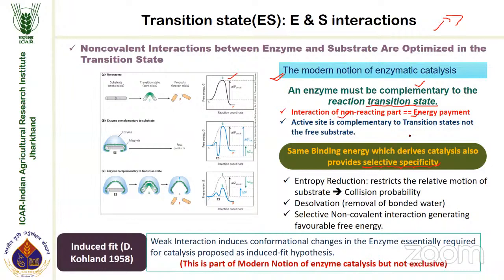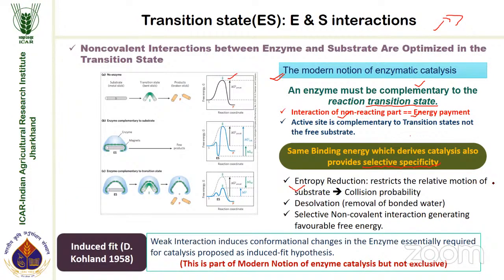Okay, so this energy payment and these enzyme-substrate interactions prior to the transition state are very crucial, not only for catalysis but also for selective specificity. I hope I am able to convey what I mean. So how does this binding help?